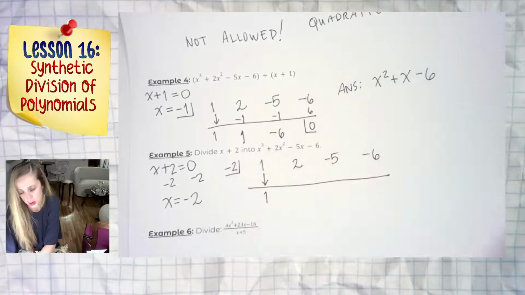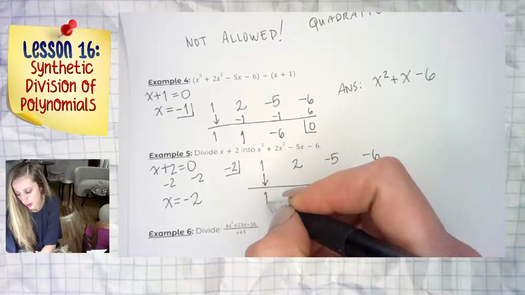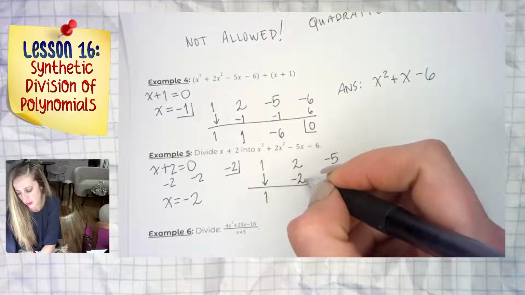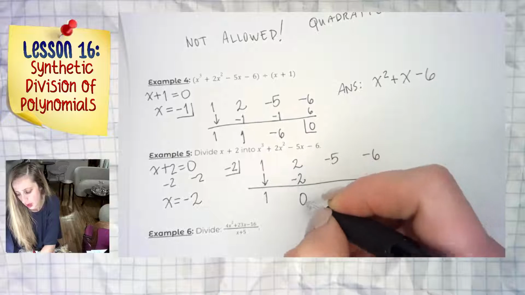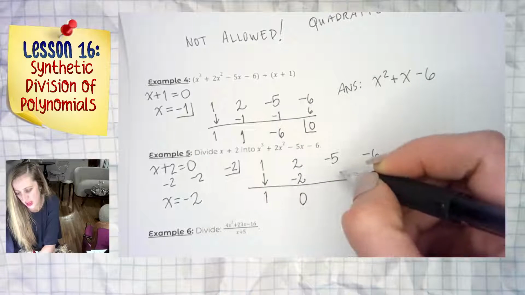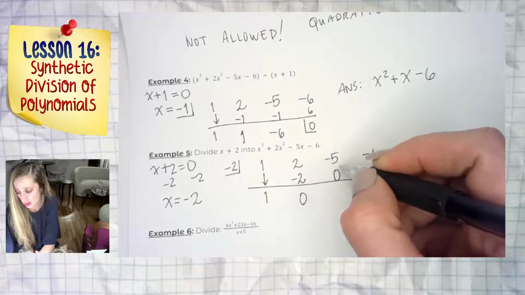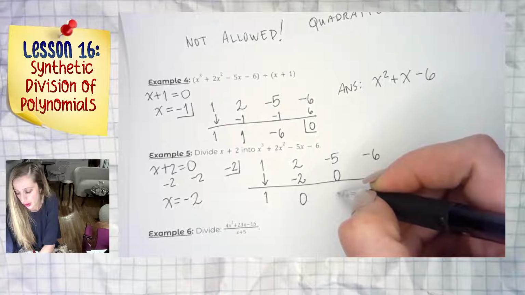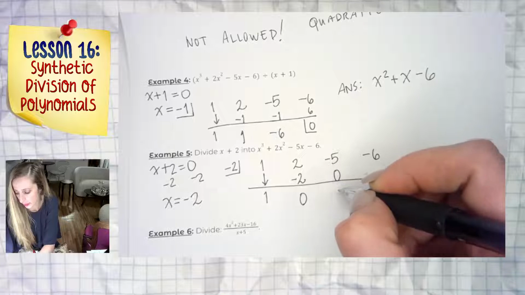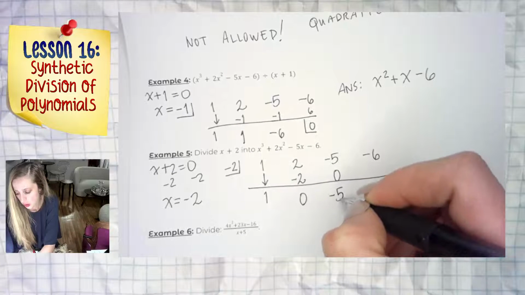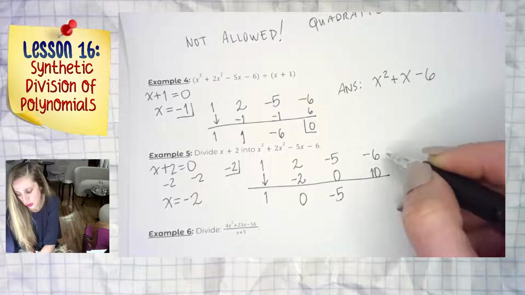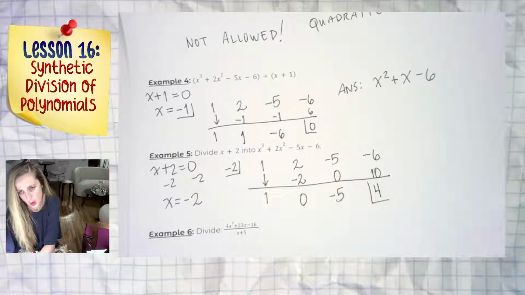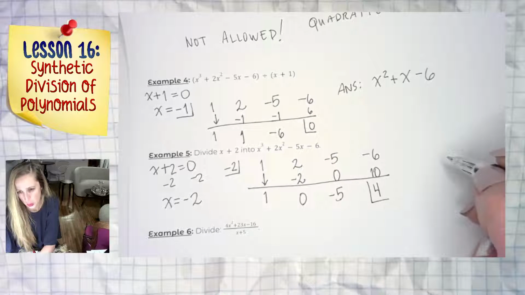Bring down the first coefficient. New coefficient times the divisor. Add them straight down. We've never been wiser. New coefficient times the divisor. Don't mess up multiplying by 0, guys. Add them straight down. We've never been wiser. New coefficient times the divisor. Add them straight down. We've never been wiser.